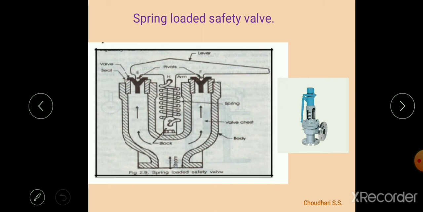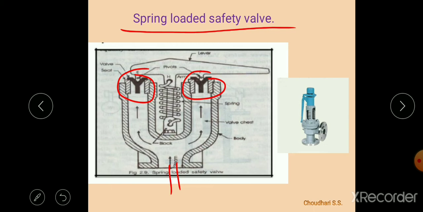The last safety valve, the fourth type of safety valve, is the spring loaded safety valve. Here we can see the steam chest, bolted to the mounting block on the boiler shell. It has two separate valves of the same size. Here we can see this black color is the valve, and these are valve seats. This valve is kept in position on its valve seat, and steam is coming through this valve chest.